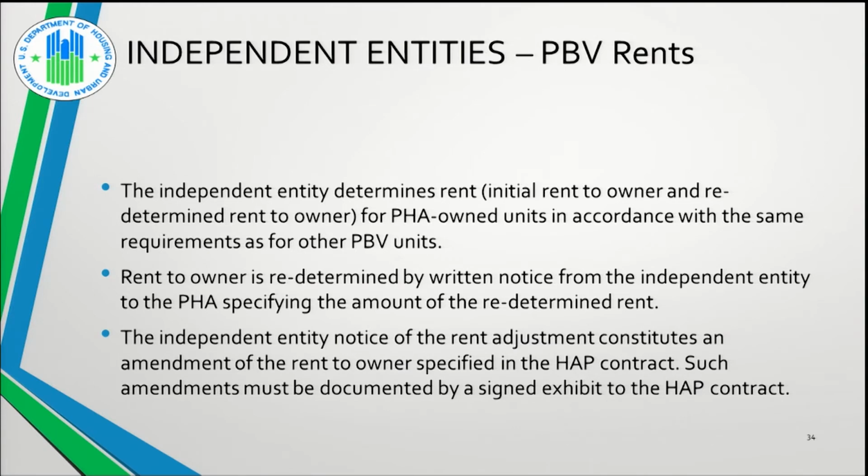The rent to owner is redetermined by written notice from the independent entity to the PHA specifying the amount of the redetermined rent. The independent entity notice of the rent adjustment constitutes an amendment of the rent to owner specified in the HAP contract. Such amendments must be documented by a signed exhibit to the HAP contract.